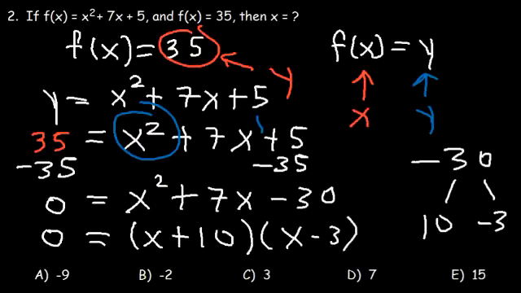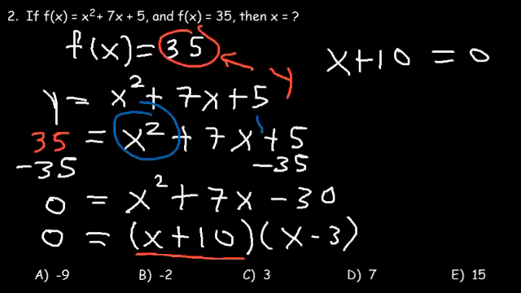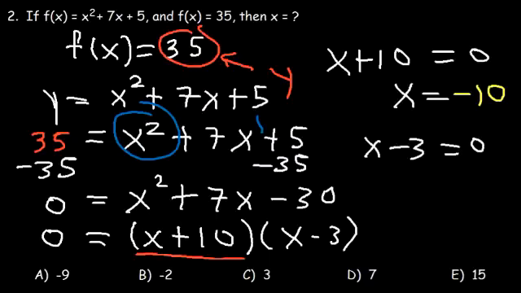Now what we need to do is set each one equal to 0. If we set the first factor equal to 0, x plus 10 equals 0, we can subtract both sides by 10, so x is equal to negative 10. That's one possible answer. The other answer, x minus 3 is equal to 0. If we add 3 to both sides, x is equal to positive 3. So out of all the answers that are listed, 3 is the right answer. Answer choice C. So that's it for this problem.